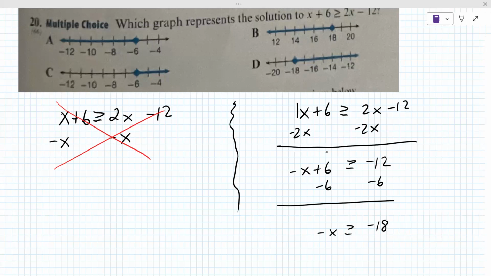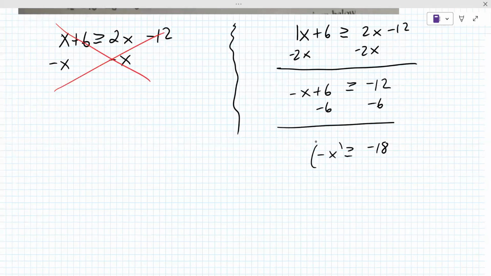Now, we cannot say we're done until x is by itself, no negative in front. How do you undo that negative in front? Multiply it by positive x. Negative 1, negative 1. Okay. Either multiply or divide by the number in front. What does that do to the inequality? It flips it. Whenever you multiply or divide by a negative, it flips.